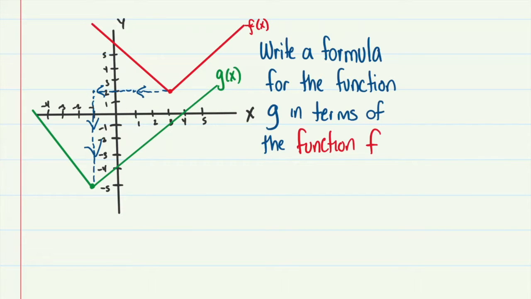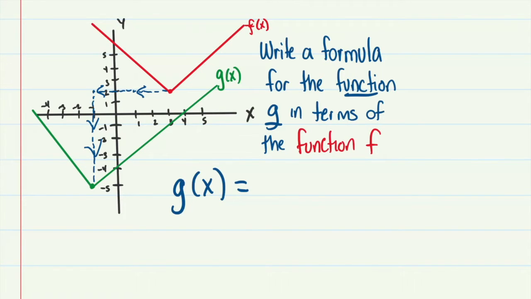Function g in terms of the function f. This play on words is important to understand so you know which one you're finding the function for. They said you want to find function g. So when they say you want to find this, you're going to know that's going to be g of x. G of x equals something.